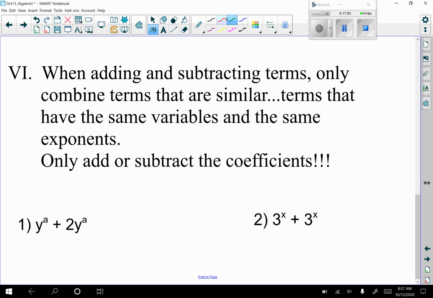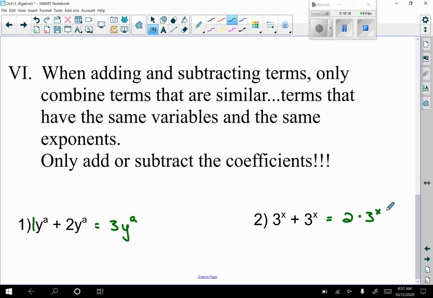So for instance, number 1 here, I have y to the a plus 2y to the a. I'm not multiplying anything here. All I really am saying is these items, I have 1y to the a plus 2y to the a, so then I have a total of 3y to the a's. Over here for number 2, I have a 3 to the x plus 3 to the x, so I really have 2 of these 3 to the x's.